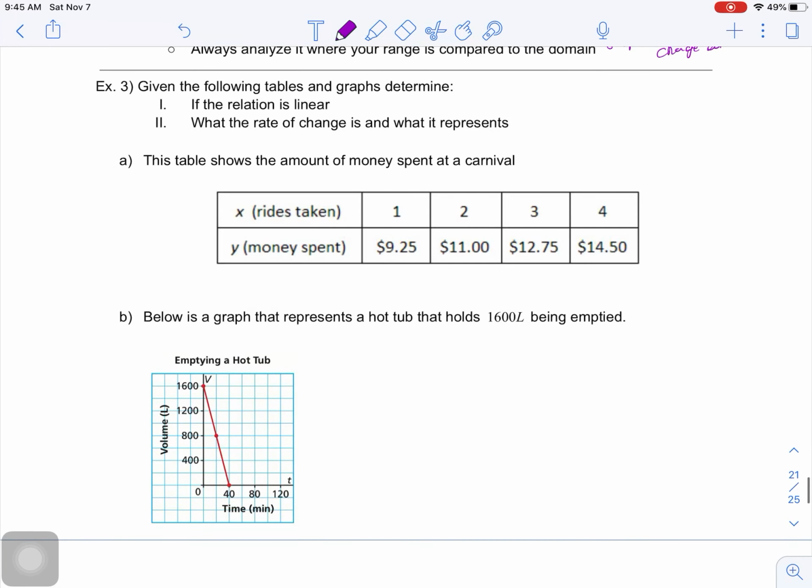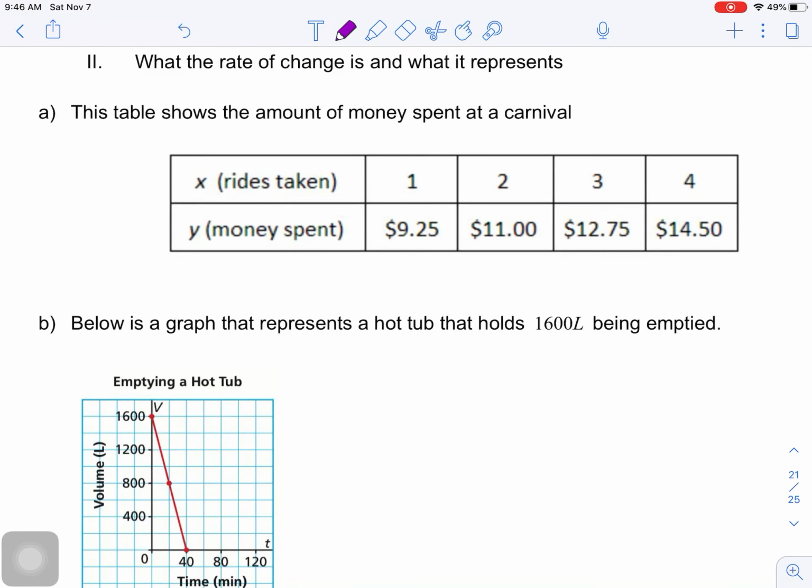So let's figure out how to use this quickly. Given the following tables and graphs below, determine first of all if the relation is linear, and then determine what the rate of change is and what it represents. So let's look at A here. Hopefully by this point you know how to figure out if a table of values represents a linear relation. We need to figure out if our domain and our range are going up by constant values.